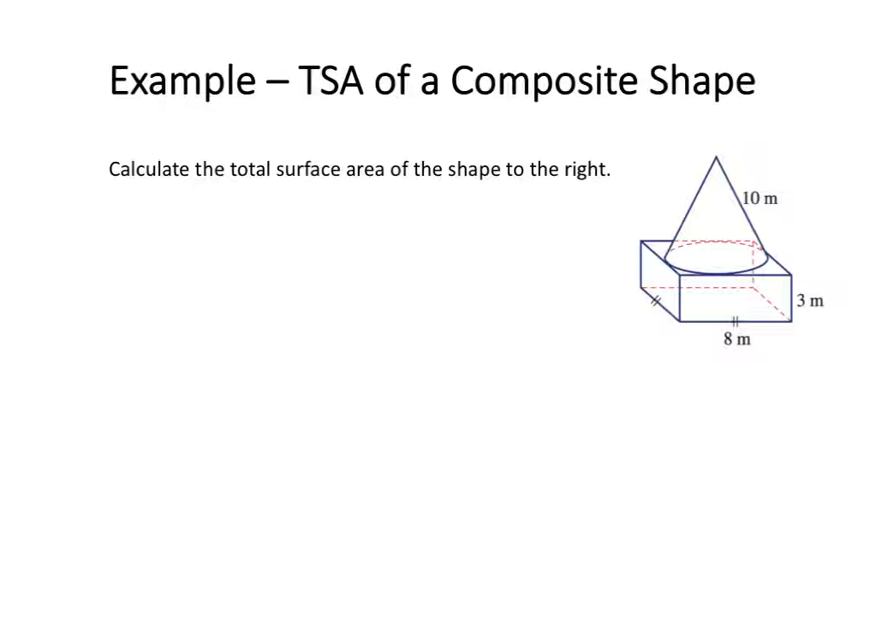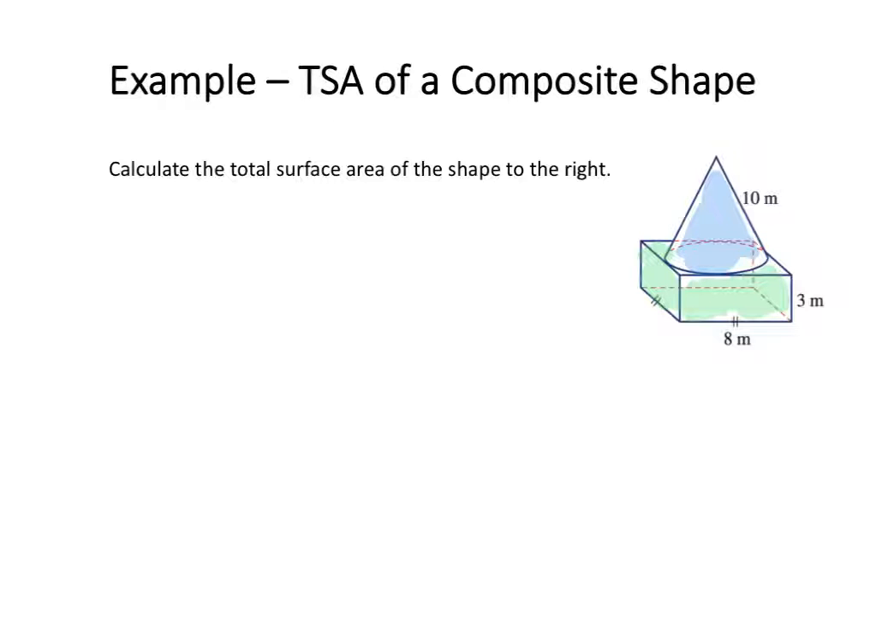In the example, we're going to calculate the total surface area of the shape shown. Now the shape can be broken up into a rectangular prism along the bottom, and sitting on top of the rectangular prism is a cone. So we know the formula to calculate the total surface area of both a rectangular prism and a cone, and we could use that to calculate the total surface area of the composite shape, or we can draw a net and calculate each surface individually and add them all up to get the total surface area of the composite shape.